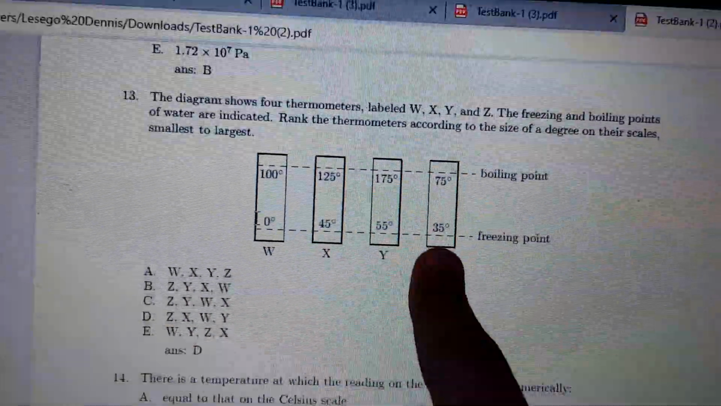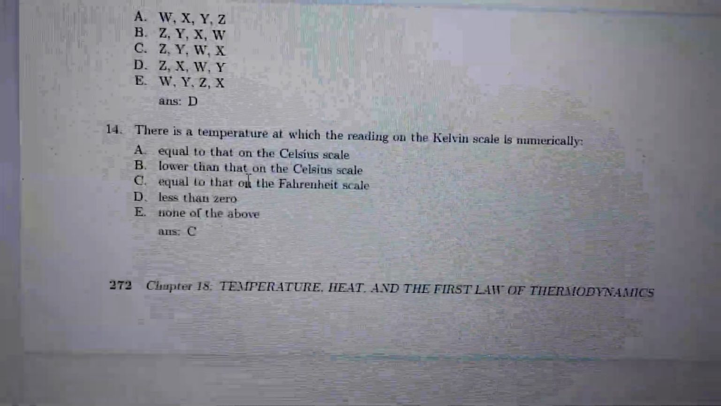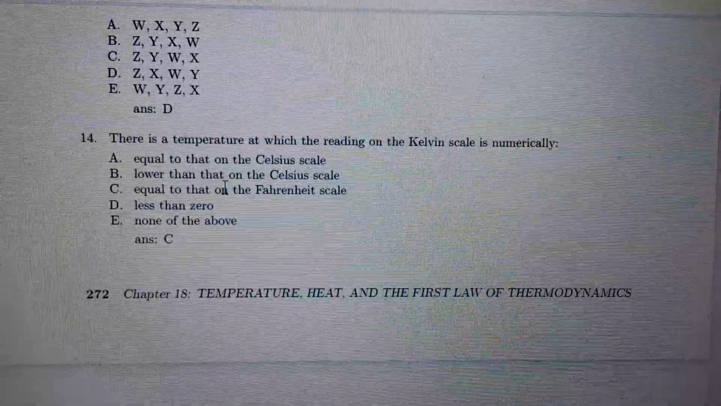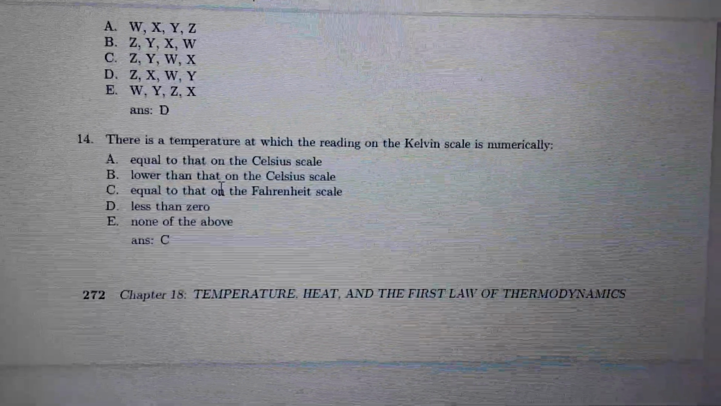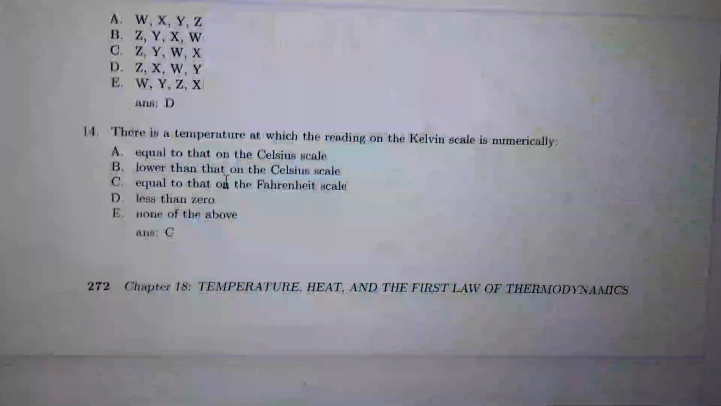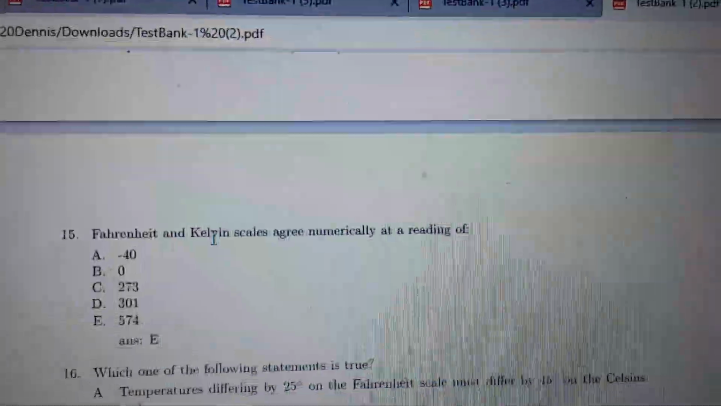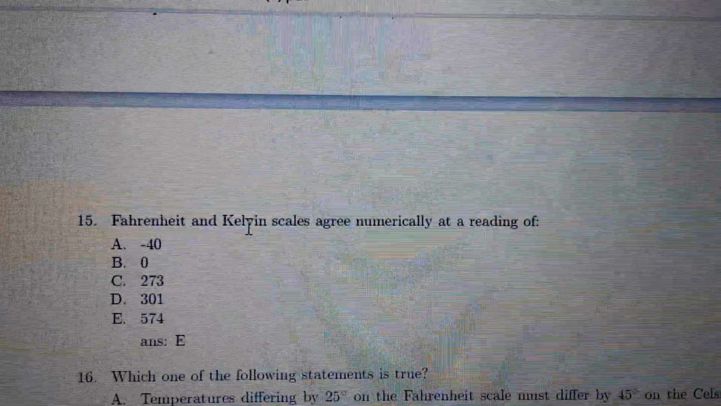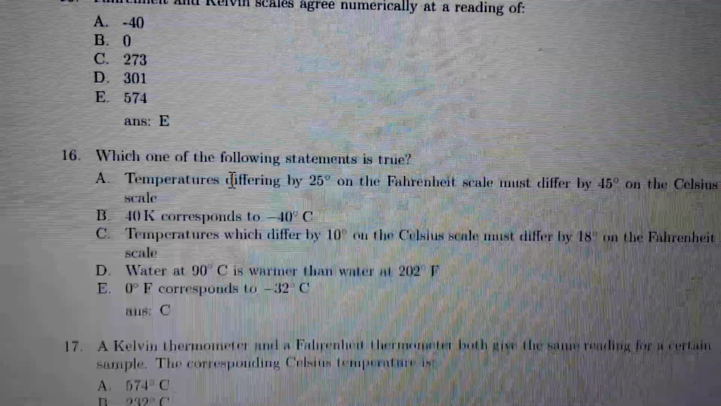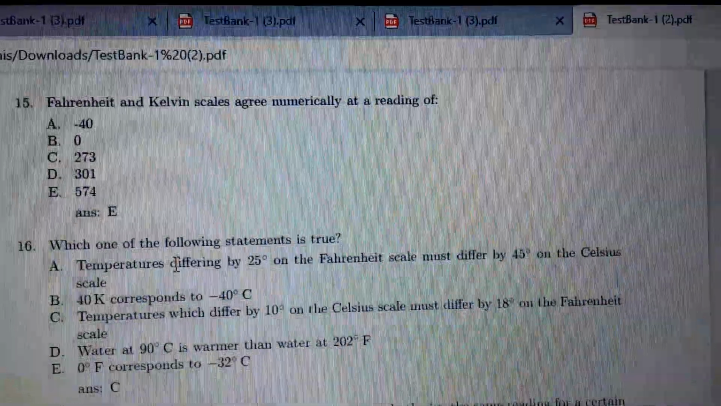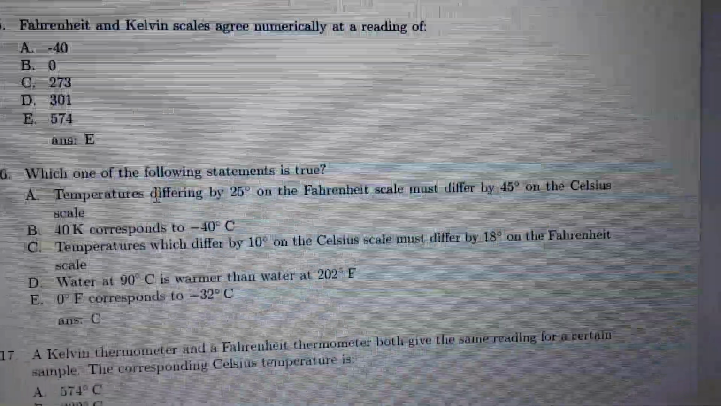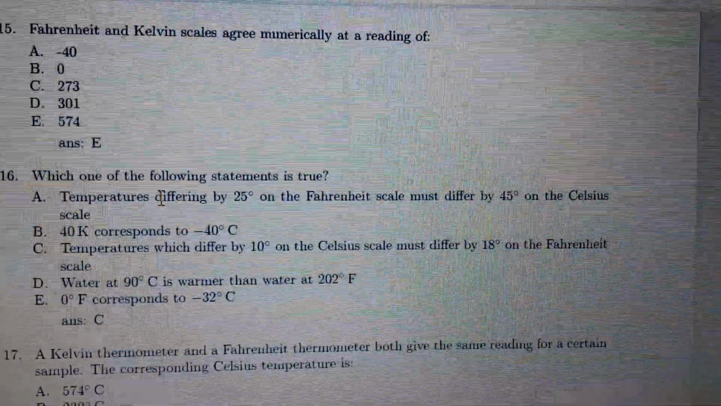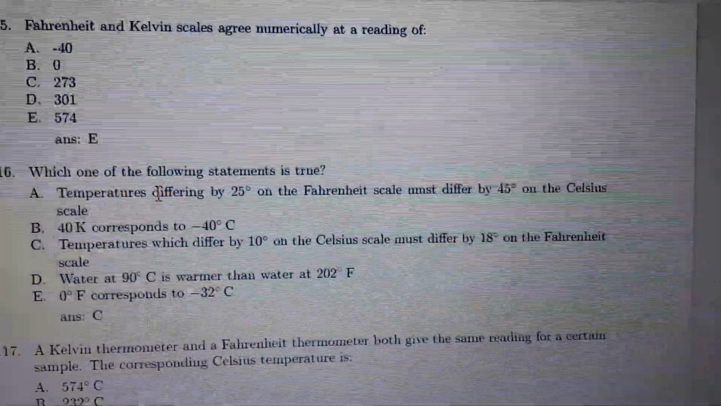There is a temperature at which the reading on a Kelvin scale is numerically equal to that on the Fahrenheit scale. Fahrenheit and Kelvin scales agree numerically at a reading of 574. Which one of the following statements is true? C is true. Temperatures which differ by 10 degrees on the Celsius scale must differ by 18 degrees on the Fahrenheit scale.